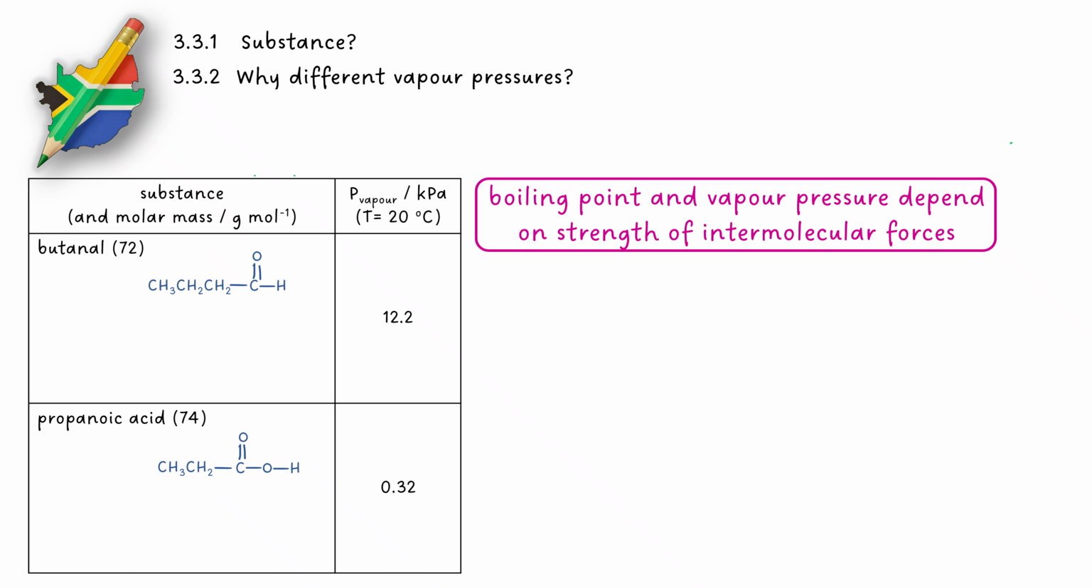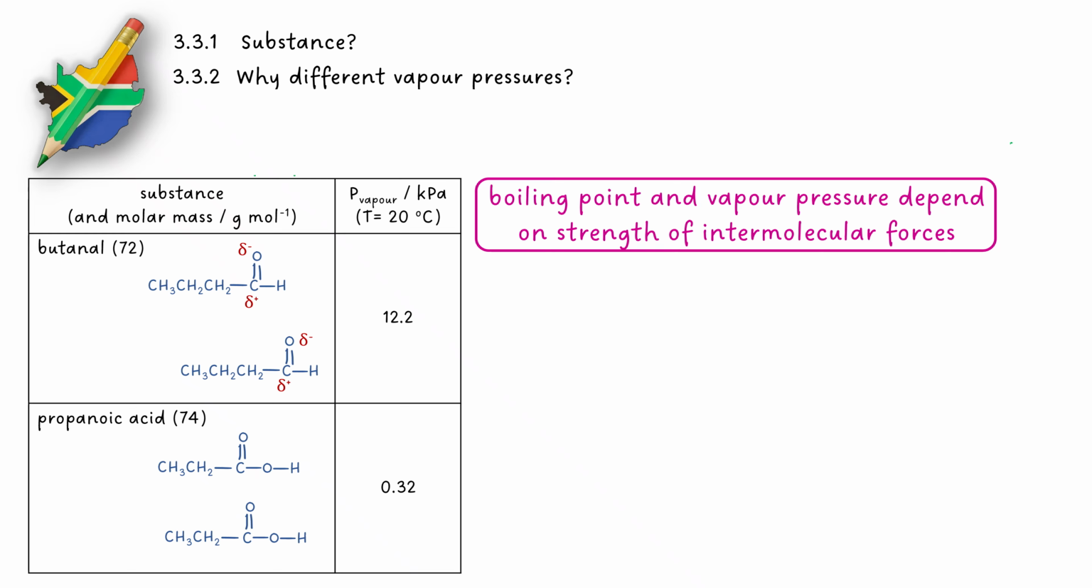The boiling point and the vapor pressure of a compound depend on the strength of its intermolecular forces of attraction. But the strength of intermolecular forces has an opposite effect on boiling point and vapor pressure. So let's draw in two molecules of each substance and investigate the intermolecular forces.